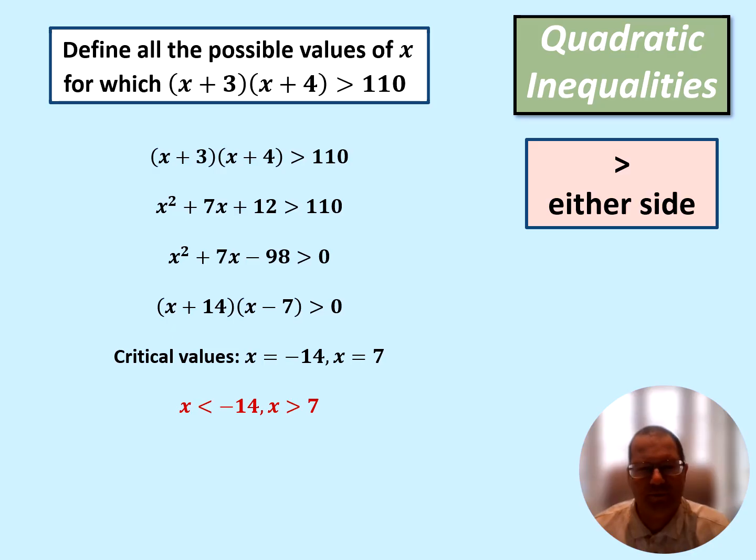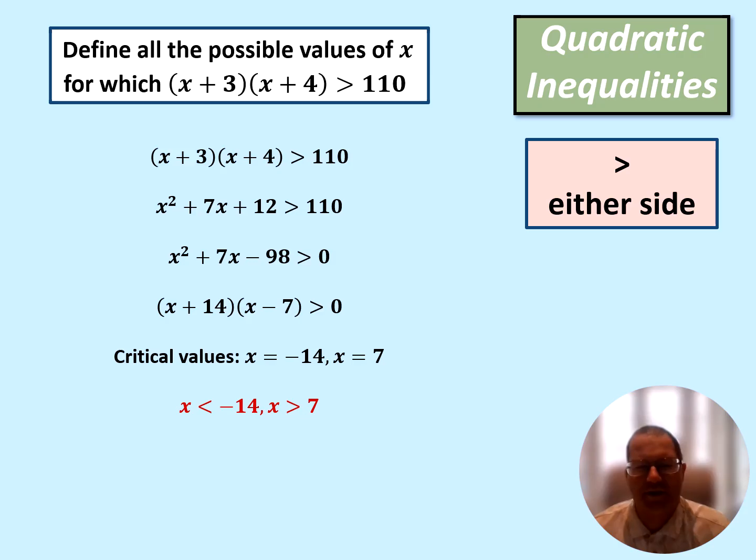Here's another example. To find all the possible values of x for which (x plus 3)(x plus 4) is greater than 110. Well, neither side of the inequality is equal to 0, so that's our first objective. So we expand the brackets, subtract 110, and we get x squared plus 7x minus 98 is greater than 0, which we can factorise, and the critical values are -14 and 7.